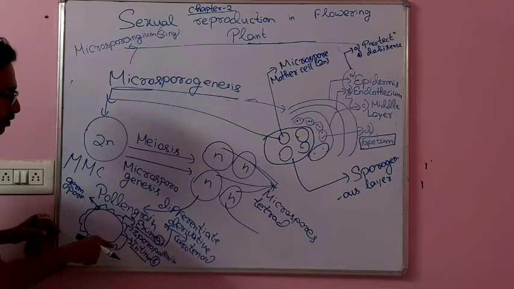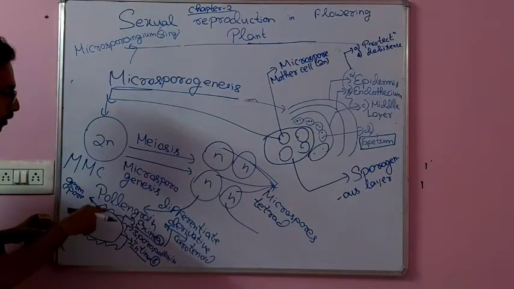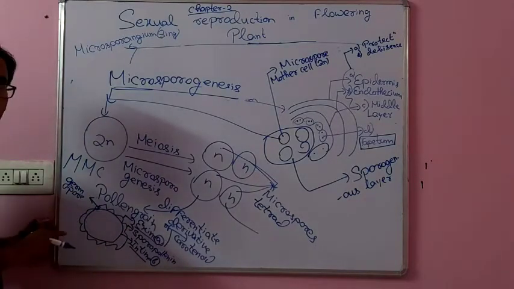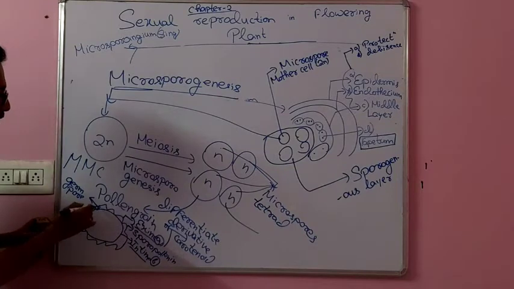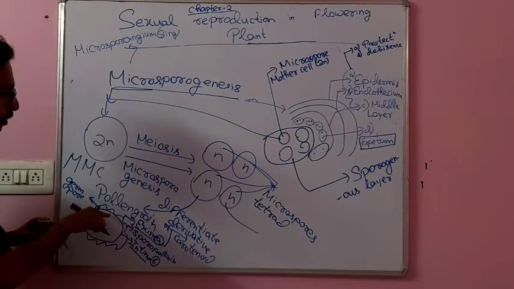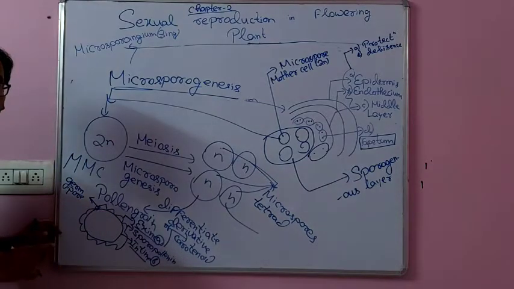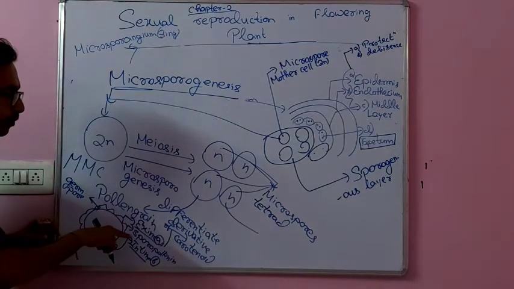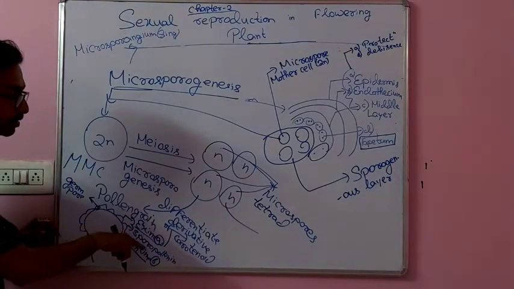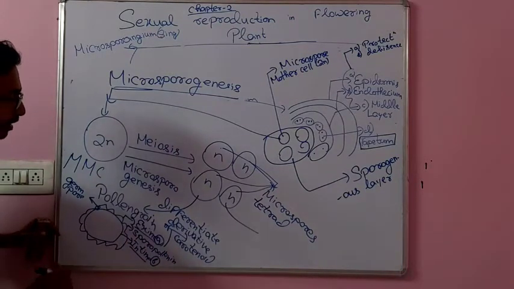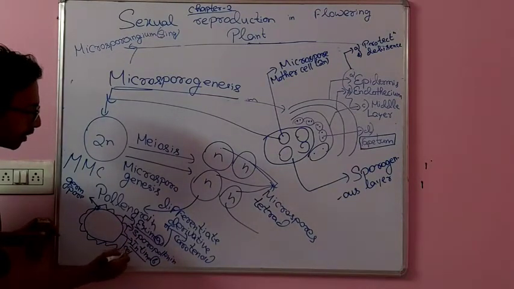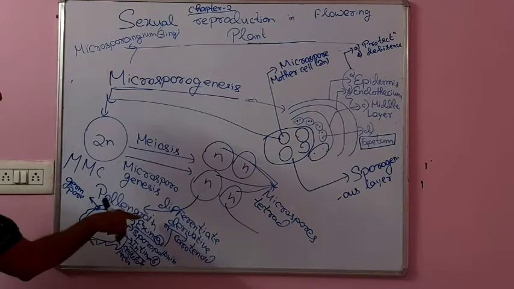Exine is the outermost layer, intine is the innermost layer. Exine has a large number of spiny projections, intine is a smooth layer. In the exine layer, there is a thin region called the germ pore. The intine layer has uniform thickening. The exine layer is a chemical-resistant layer due to the presence of the chemical sporopollenin, whereas the intine layer is made of simple chemicals, that is cellulose and pectin. This is the difference between the exine layer and the intine layer.